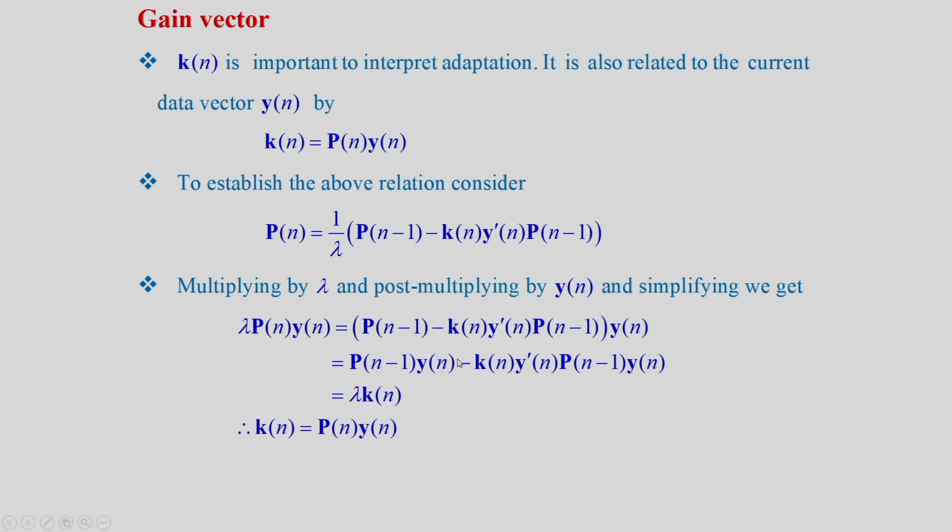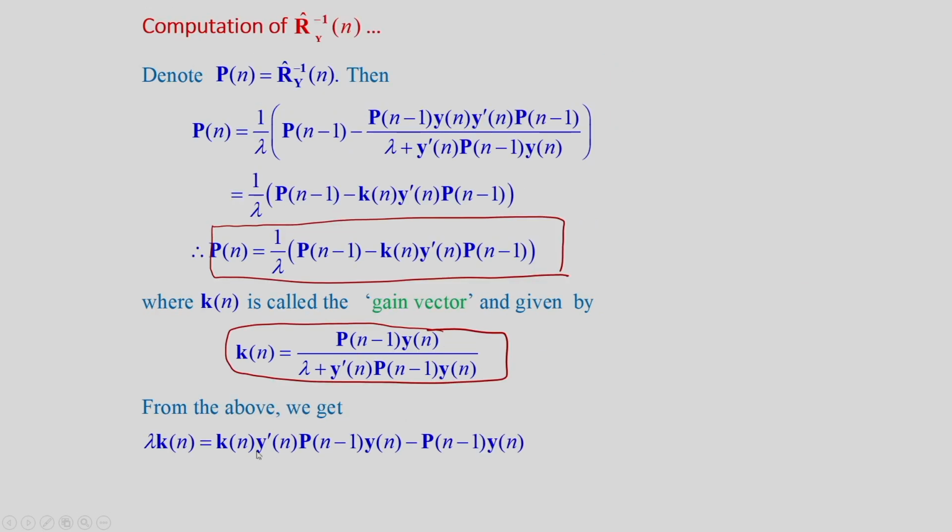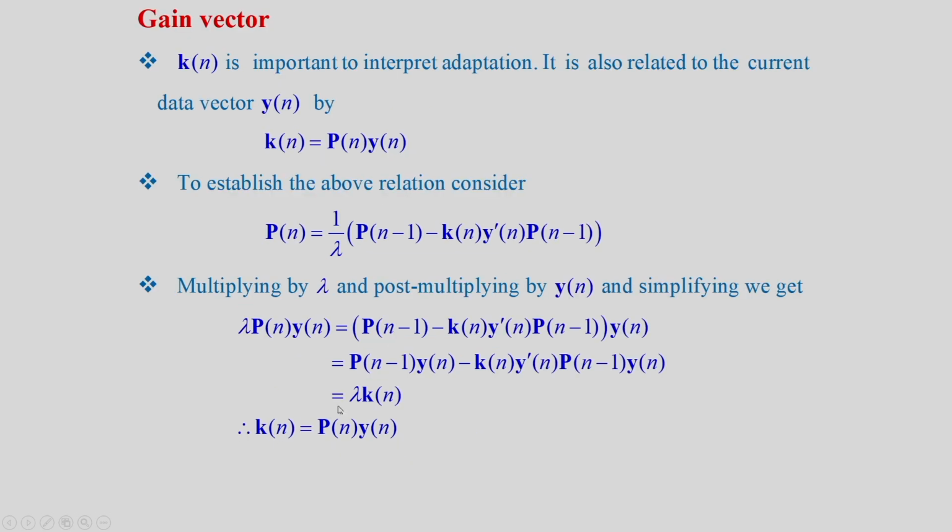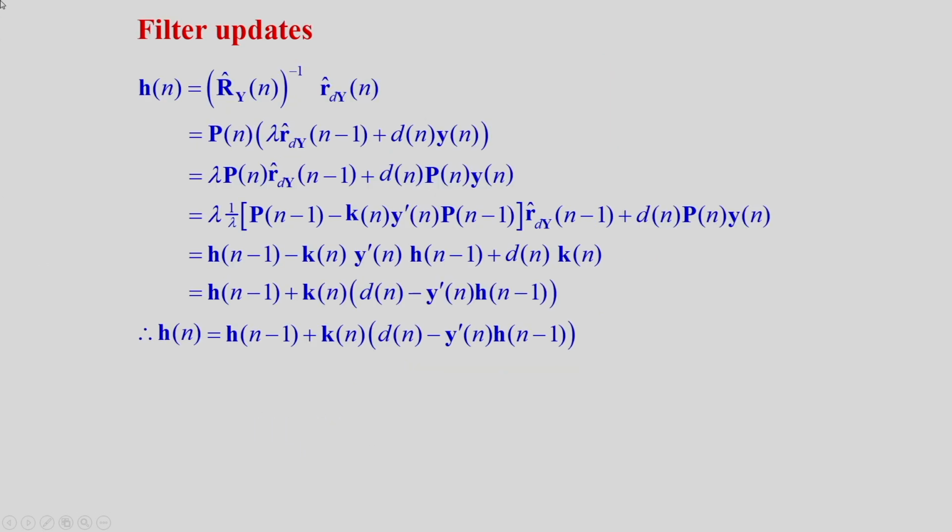Now, this result we know, we have shown that this result is equal to lambda times Kn. So, therefore, we write here lambda times Pn into yn is equal to lambda times Kn. Therefore, Kn will be equal to Pn into yn. So, this result we will be using. Now, let us see how to get the update of the filter.